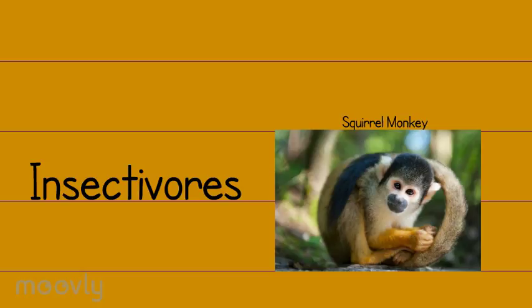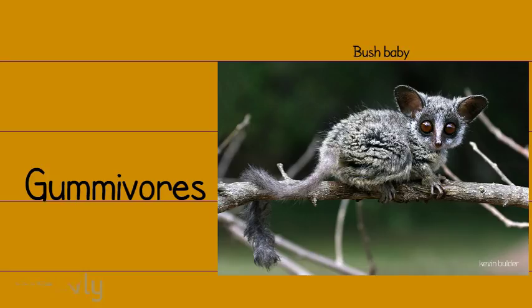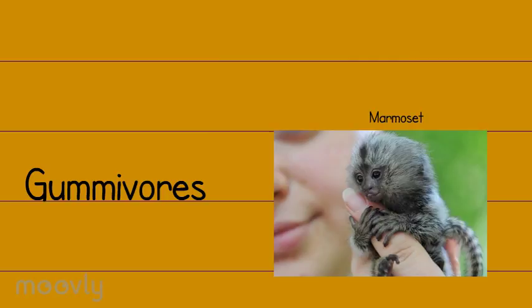Then there are the insectivores, which mainly eat insects. These include the tarsier and the squirrel monkey. Gummivores eat mainly tree sap. Some examples of these are the bush baby and the marmoset.